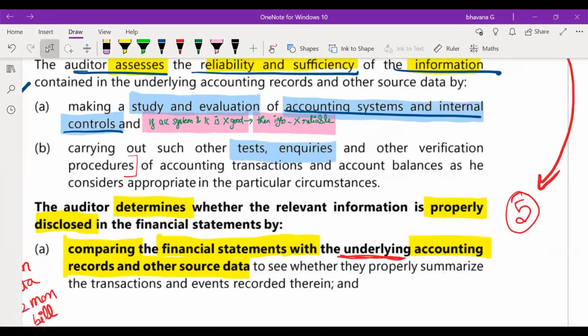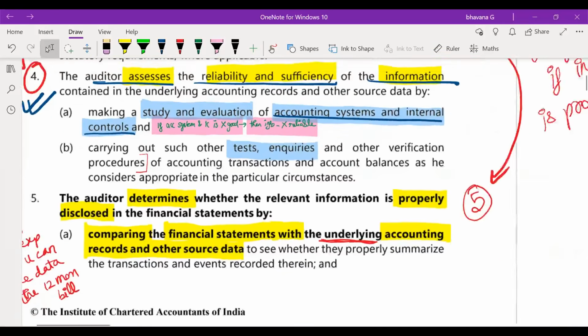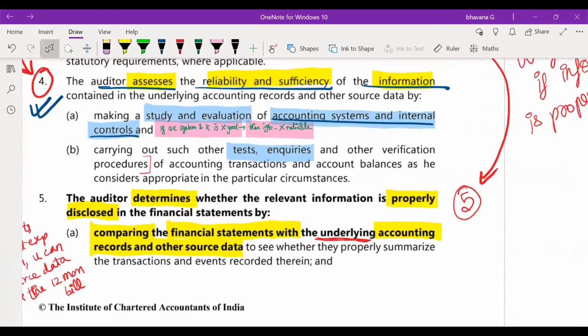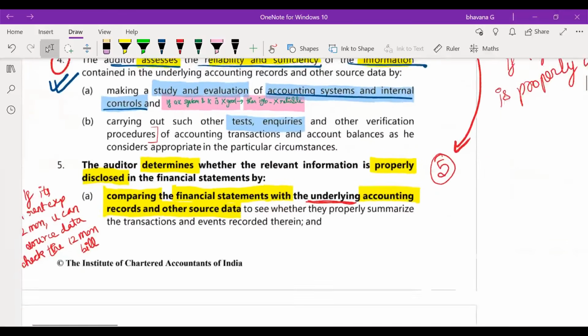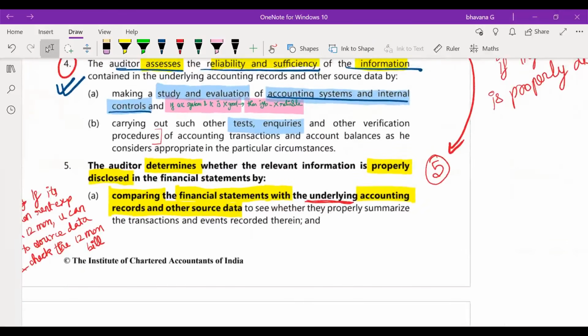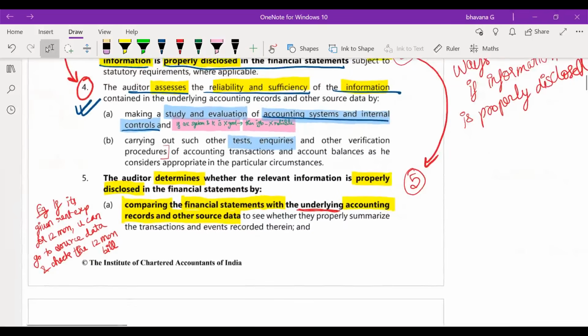So then the information will also be not reliable. So to check the reliability and sufficiency of information, you must study and evaluate the accounting system and internal controls. Okay. Next, you have to run a few tests and inquiries also. You may inquire a few people, or you may test a few people and find whether the information that you have got is reliable and sufficient or not.